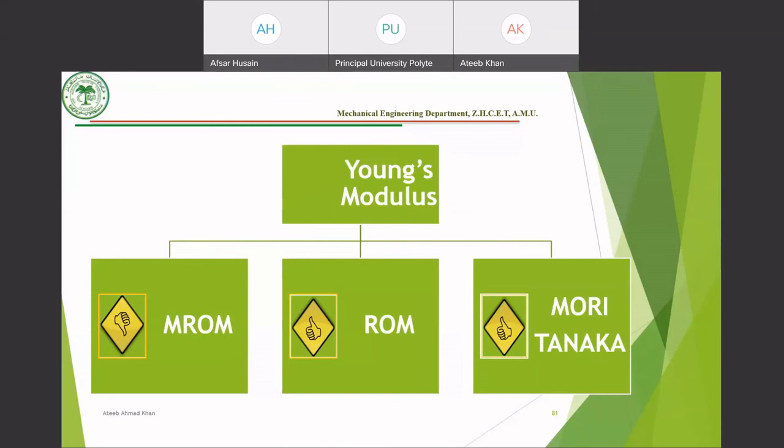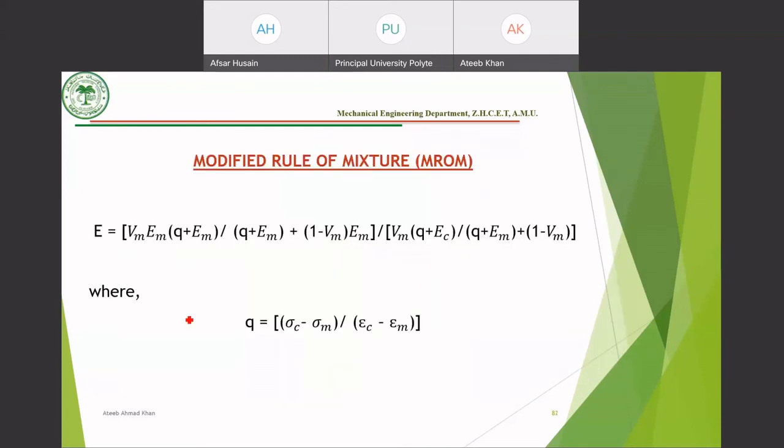Now, the Young's modulus can be calculated with the help of these three equations or formulae. This is your modified rule of mixture, this is your rule of mixture, and this is your Mori-Tanaka method. As you can see, at Mori-Tanaka method I have given a thumbs up, at rule of mixture I have given a thumbs up, but I have given a thumbs down to the modified rule of mixture. In the case of the modified rule of mixture, this is the equation which is used to calculate E at any point Z.